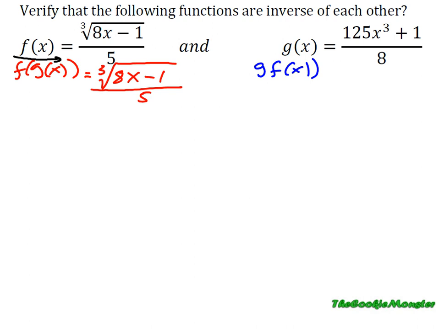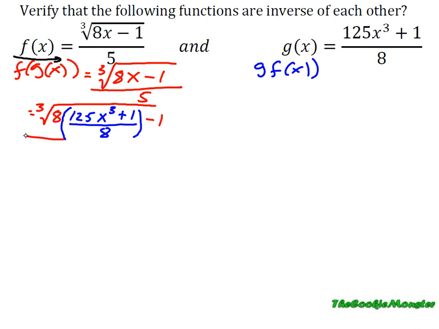So I need to rewrite the cube root of 8, leaving a blank where the x used to be, and I need to insert g of x inside it. So this is 125x cubed plus 8. Close that parentheses, and then there is still a 1 at the end of it, and there is still all of it divided by 5.